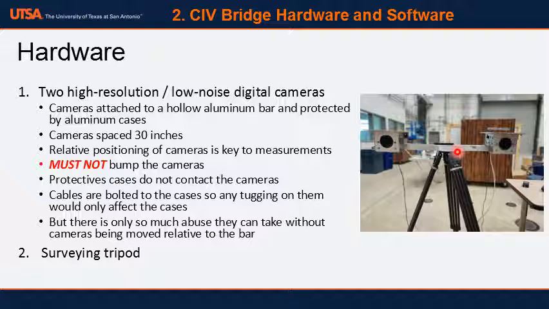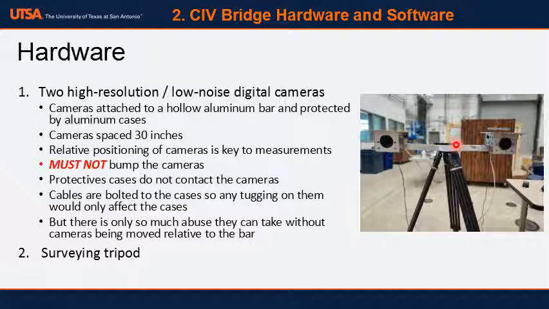The relative positioning of the cameras is essential to the accuracy of the system and to the measurements. Because it uses triangulation, the system knows where the cameras are with respect to each other and uses that information to figure out where everything else is in space. That distance is critical. So it's important never to bump the cameras or move them. Otherwise, a recalibration has to be performed.